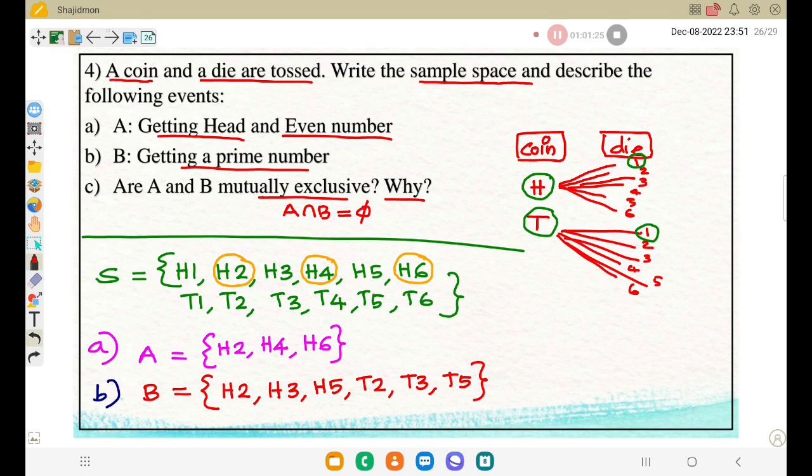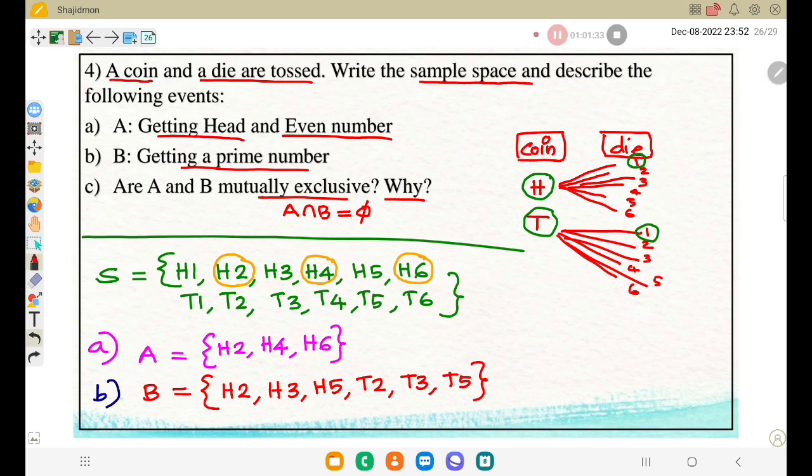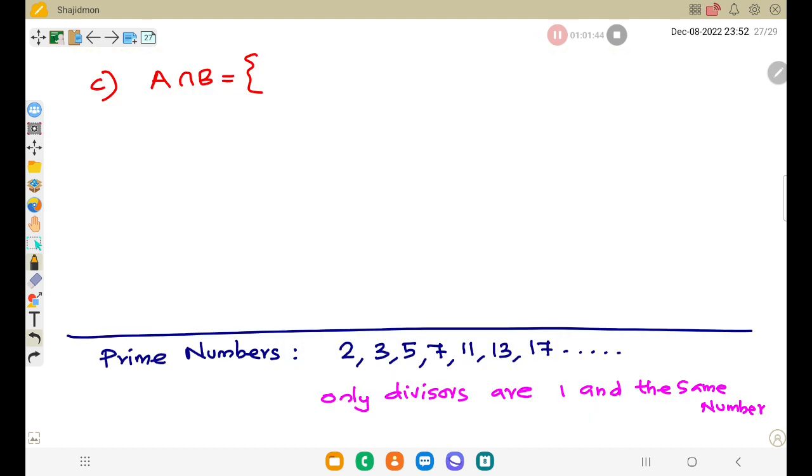So the C part we can do. A intersection B equals, what is the intersection of these two sets? You can see the common elements. Here H2 is common. Any other common? H4 not common, H6 also not common. So only one answer we are getting. What is that one? A intersection B is H2.